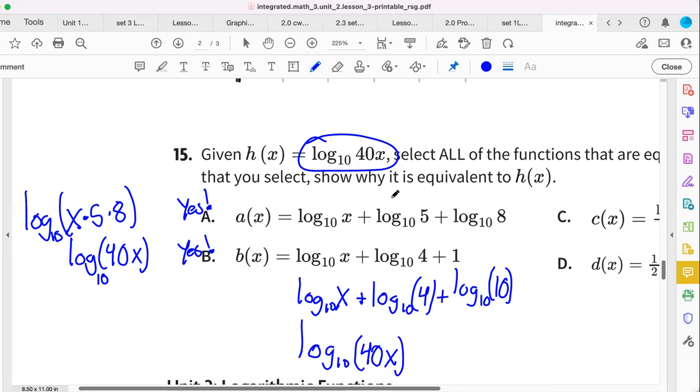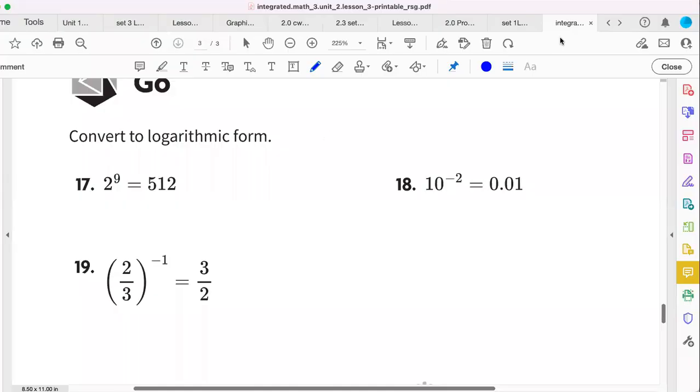You'll be asked to take a look at the other options and see, are those going to simplify back to log base 10 of 40x? Some will, some won't, but take your time and try those when you get a chance.